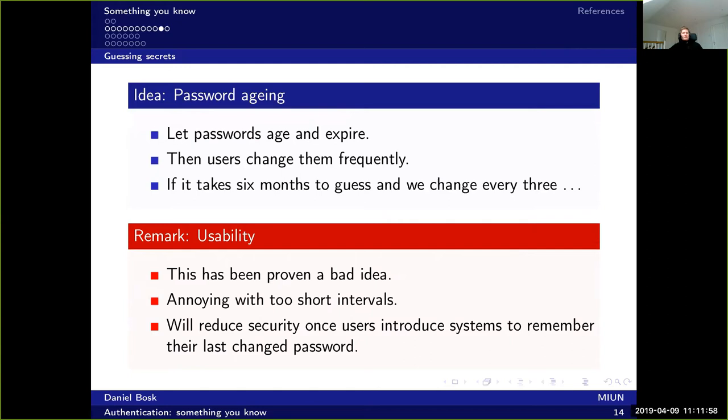It simply reduces the security of the passwords chosen by users, and the users simply introduce systems to try to remember their passwords when they have to change them too often. So either they end up on a post-it note, or the users find a system for it, like appending a 1, 2, 3, or appending the year, or appending the month, or a combination of them to try to get around this system.